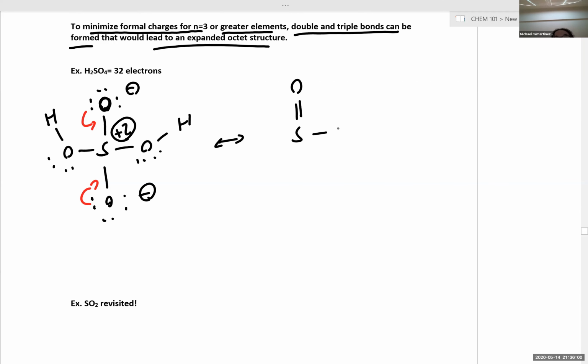This only works because sulfur is n equals 3. It is far down in the periodic table. This would not work for atoms higher up in the periodic table.